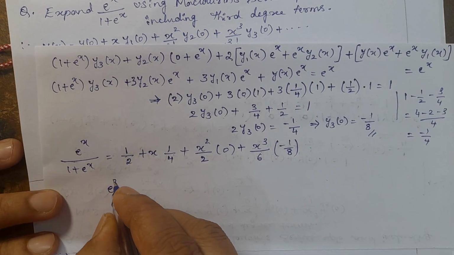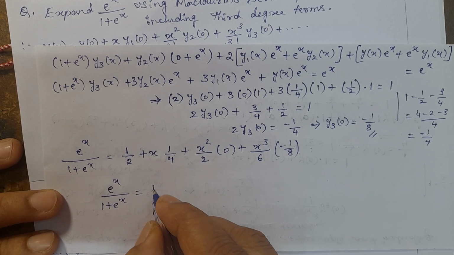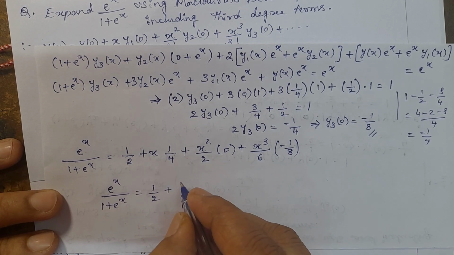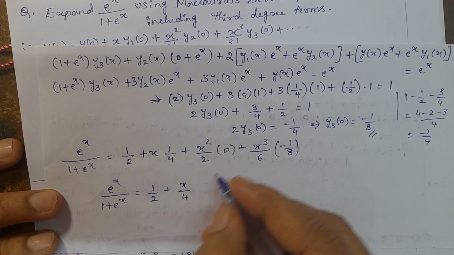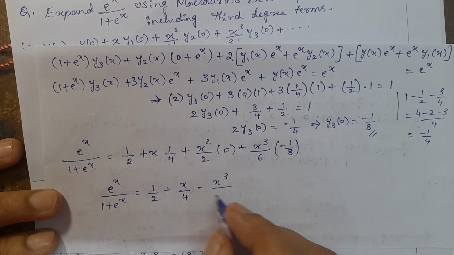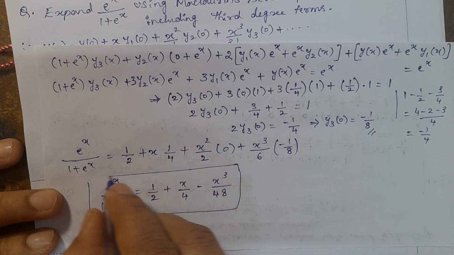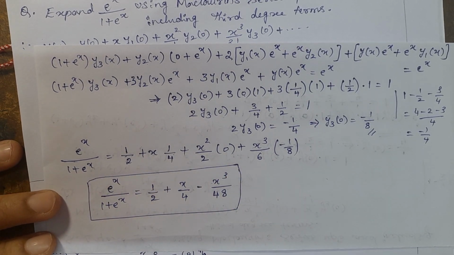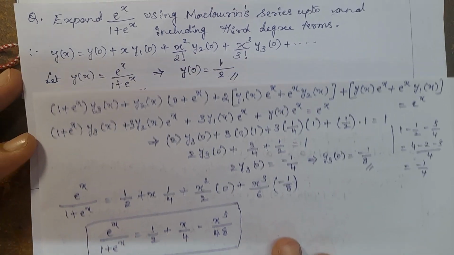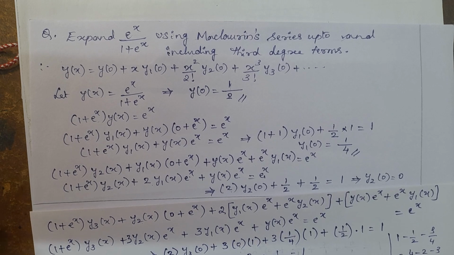Next, e power of x divided by 1 plus e power of x equal to 1 by 2 plus x by 4, plus 0, plus minus x cube divided by 6 8s are 48. So this is the answer. This is the answer for this problem. Okay. See the solution and note how it should be written.